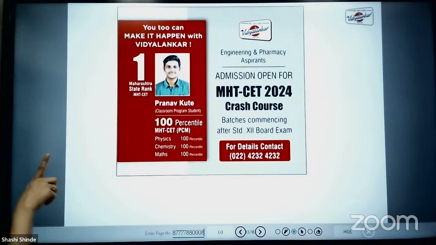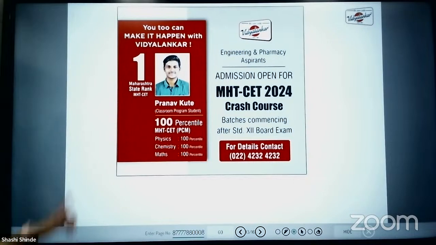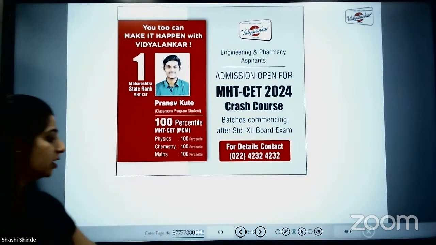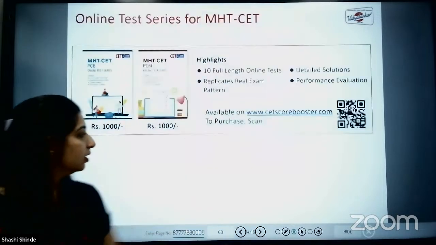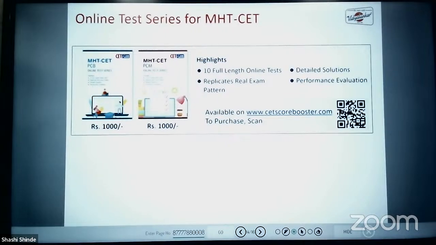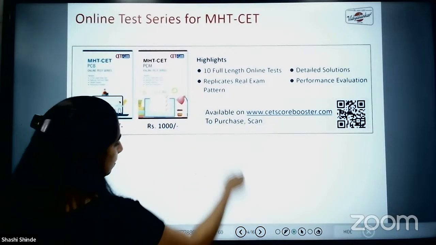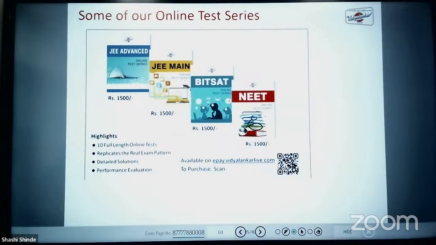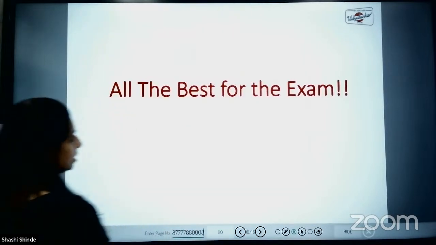See, this is topper Pranav Pute. He has got first rank in Maharashtra in MHCET, physics, chemistry, maths. He has got all 100 percentile. This is from Vidyalankar. Then there are some online test series which are available on this website. You can go through that. These are some online test series. So again, you can go through that. It is available on Vidyalankar's website.